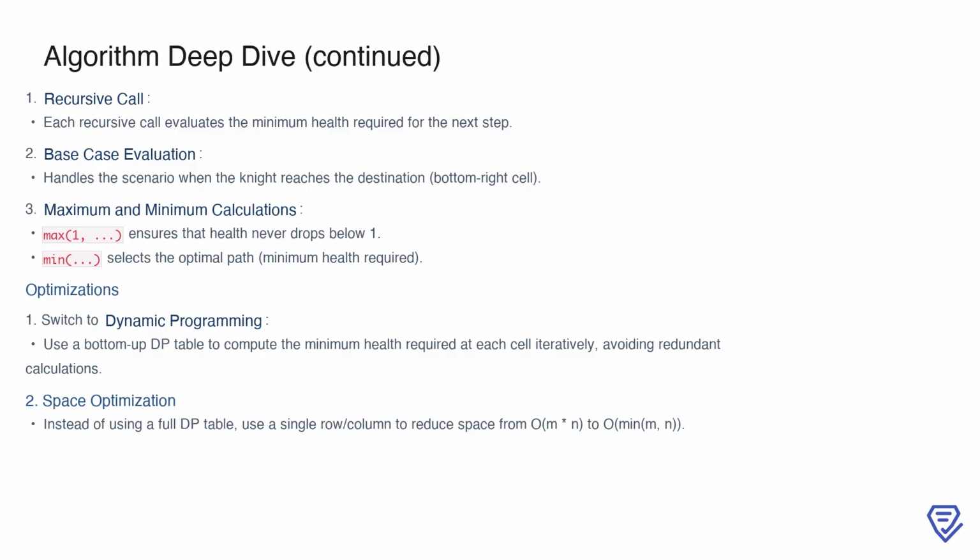By building a DP table from the bottom up, we can iteratively compute the minimum health required at each cell. This avoids redundant calculations, dramatically improving efficiency. Additionally, we can optimize space by using a single row or column instead of a full DP table, reducing the space complexity from O(m*n) to O(min(m, n)). This combination of iterative computation and space optimization significantly enhances the solution.